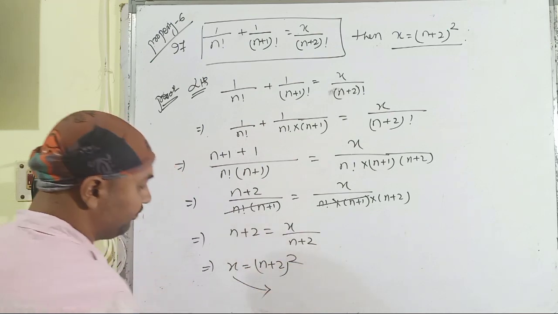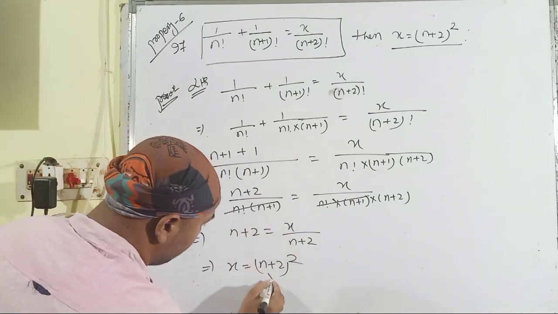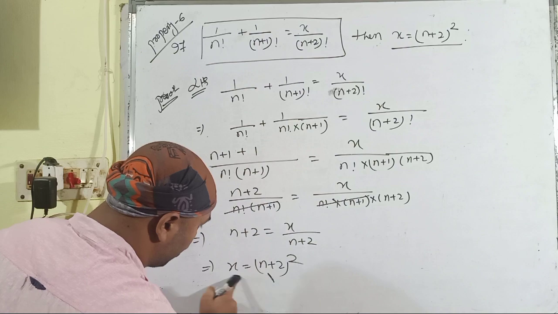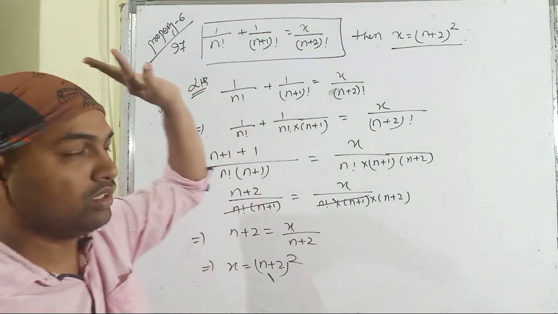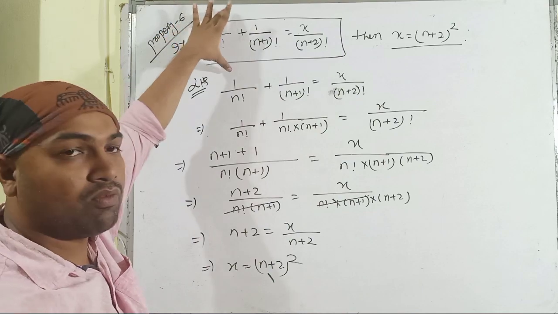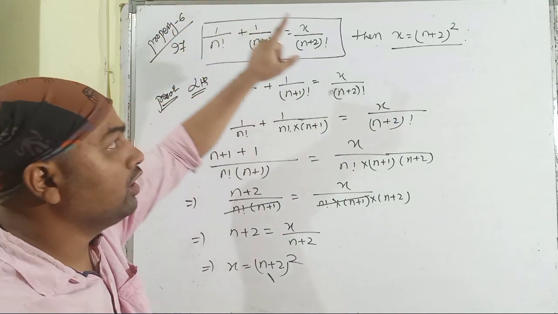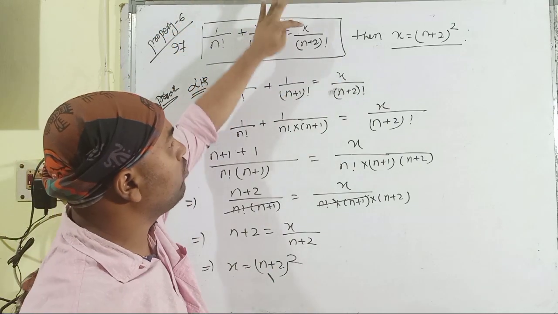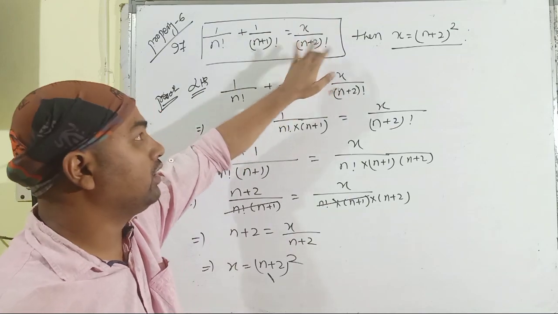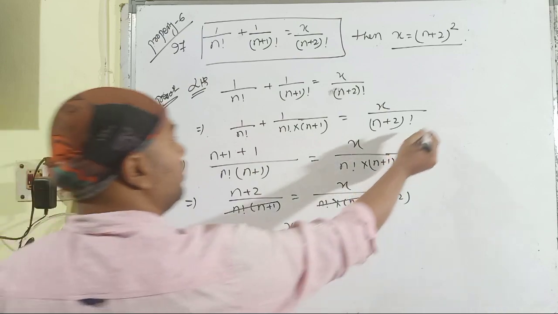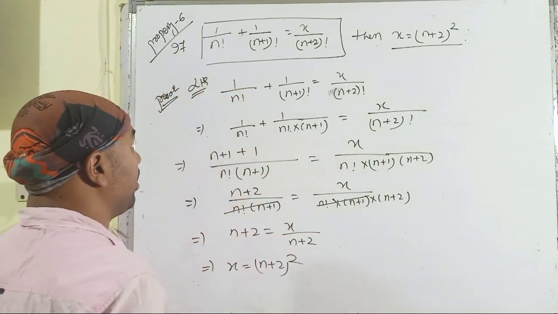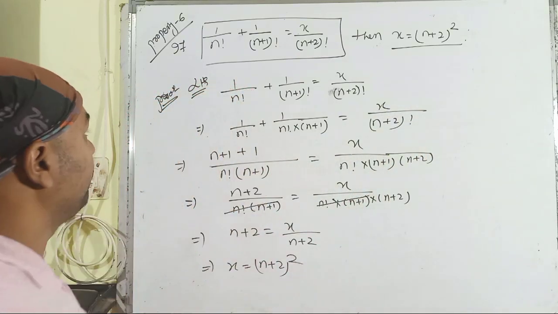What is the relation of n plus 2 with x? N plus 2 is the denominator of x here. If the problem is in this form, then for the answer you only have to find the denominator, and then find its square. Okay, let us solve a problem based upon this formula.